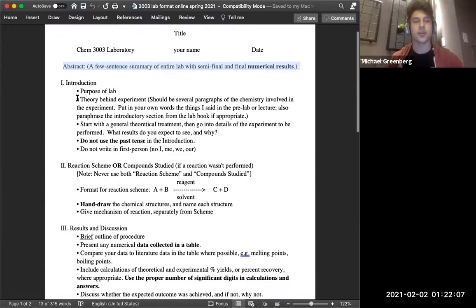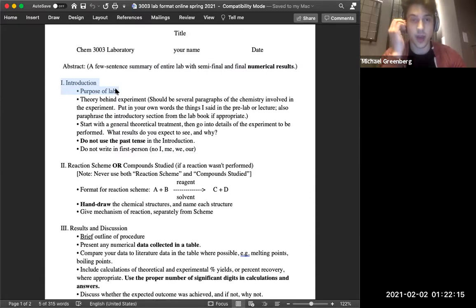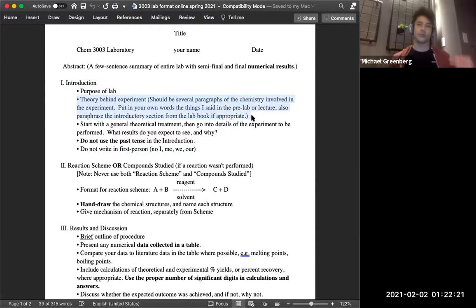In the introduction, you're going to introduce the purpose for the lab, which is the problem that you're facing and why that needs to be addressed. Then you're going to put the theory behind your experiment, which, if you're doing this right, should probably be multiple paragraphs, if not a page or more in length.